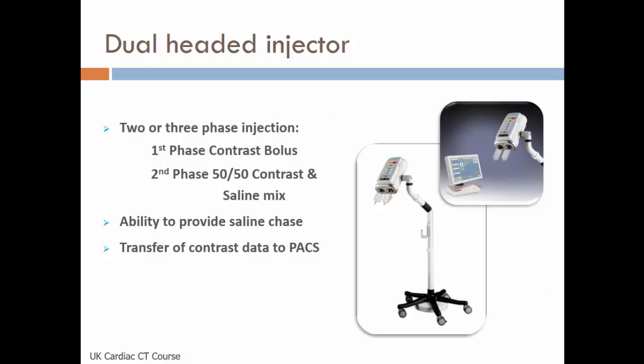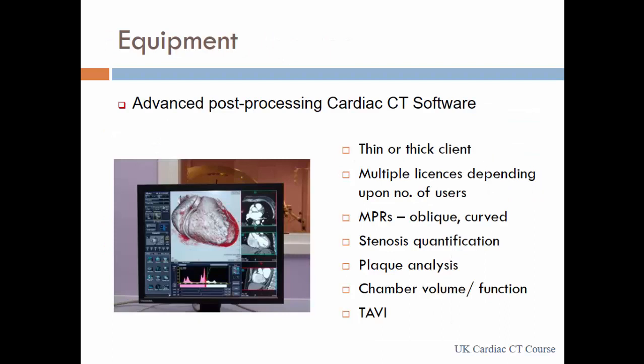Then any injector will do, but ideally, if you want some contrast in the right side of the heart, you need a dual-headed injector with the facility to mix the contrast and saline in the second phase of injection. Normally, a lot of people would just inject contrast followed by saline, and that can be performed by a single-headed or dual-headed injector. But to mix the contrast, you need a dual-headed injector with the facility to mix contrast in the second phase, and that enhances the quality of your scan as well.